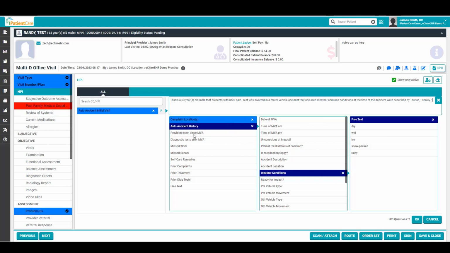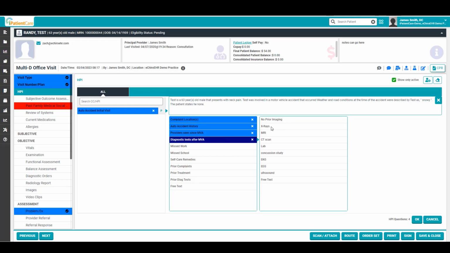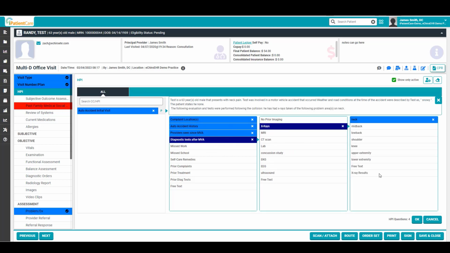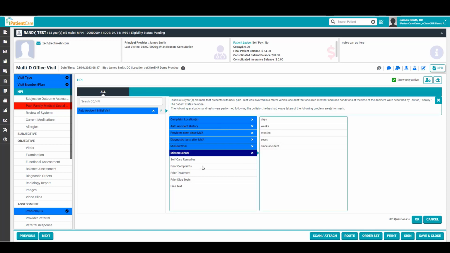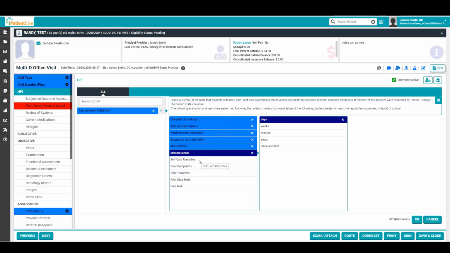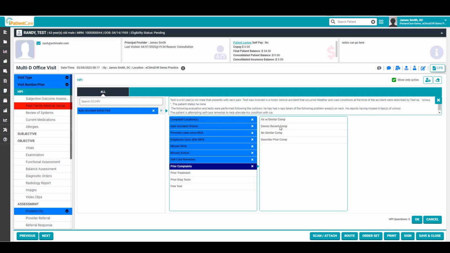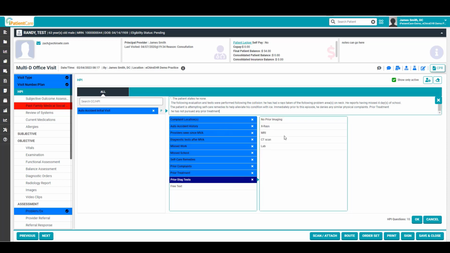After that's completed, providers seen since the MVA. We didn't have any diagnostic tests after the MVA. We'll say that they had x-rays taken. Was there any missed work? Was there any missed school? And this is where that would be documented. And so if there was, you'll see that there are part of the macro elements, a numbering system. Self-care remedies, any prior complaints, prior treatment, and prior diagnostic tests prior to the auto accident.